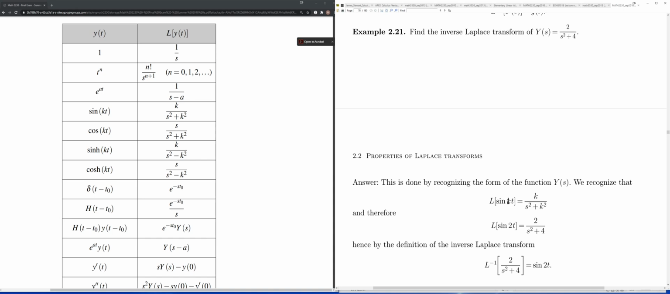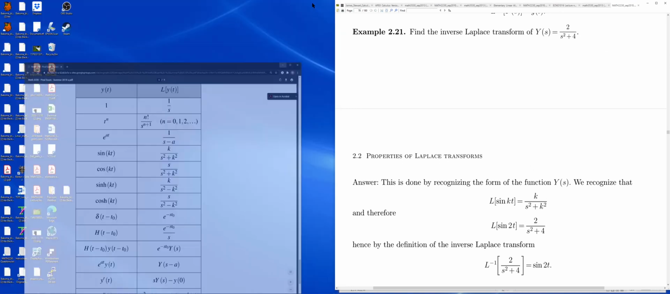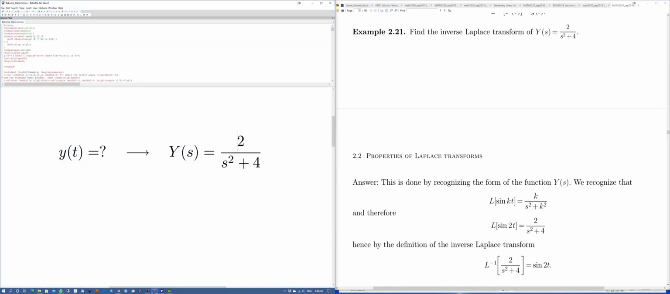If I set this small k to be equal to 2, then I'd have s squared plus 4 over here, and I have a 2 on top. So what I see is the Laplace of sine 2t is equal to 2 on s squared plus 4. And this is what I want. The 2 on s squared plus 4 is the Y of s, that is what you're given, and what you're trying to do is figure out the y of t.